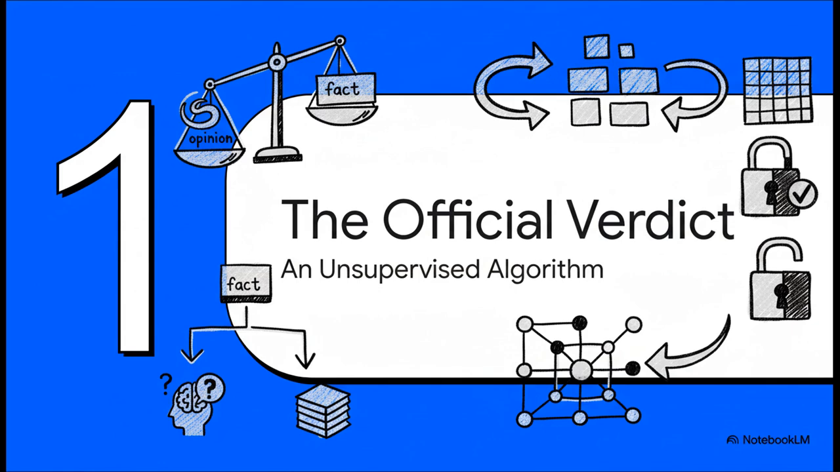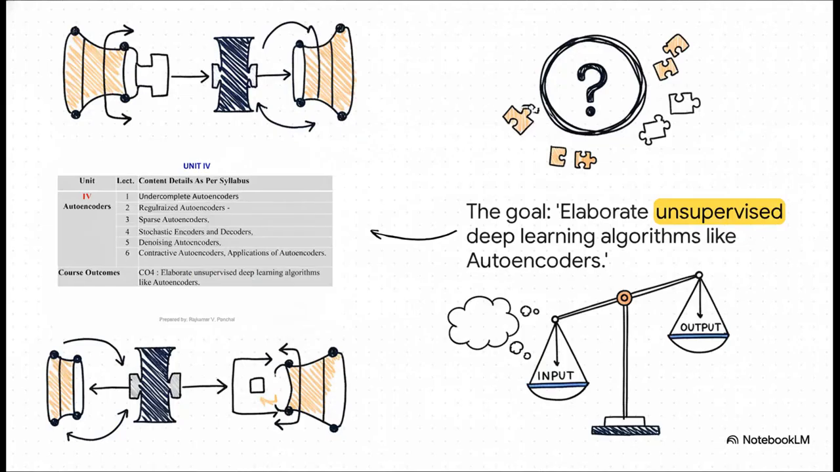Okay, so first things first, let's just check the official verdict. Is this just a matter of opinion, or is there a definitive classification we can actually point to? And here we have it, straight from the source. The course outcome is to elaborate unsupervised deep learning algorithms like autoencoders. Well, there's no ambiguity there. So the verdict is in, they are officially unsupervised. Now let's figure out the why.